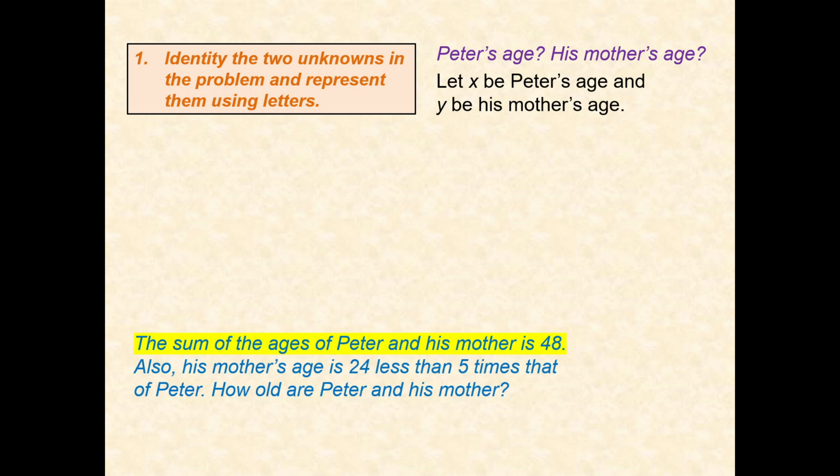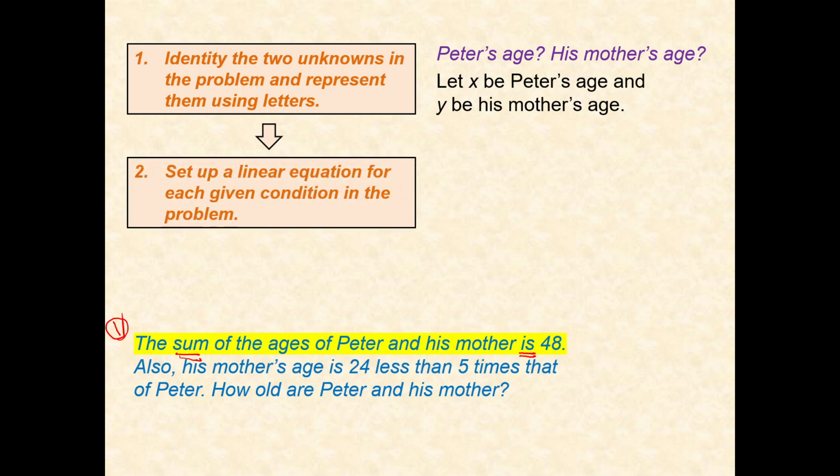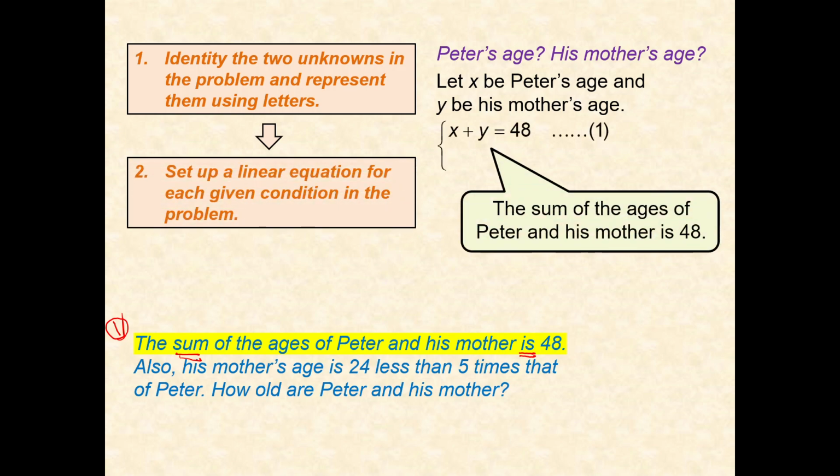Later on, for the first sentence, we can see that this is a keyword sum, and this is another keyword is. So that means we can turn it into the linear equations. x plus y equals 48 because it represents equal sign. And then we have to combine the x and y using the plus because we see the keyword sum.